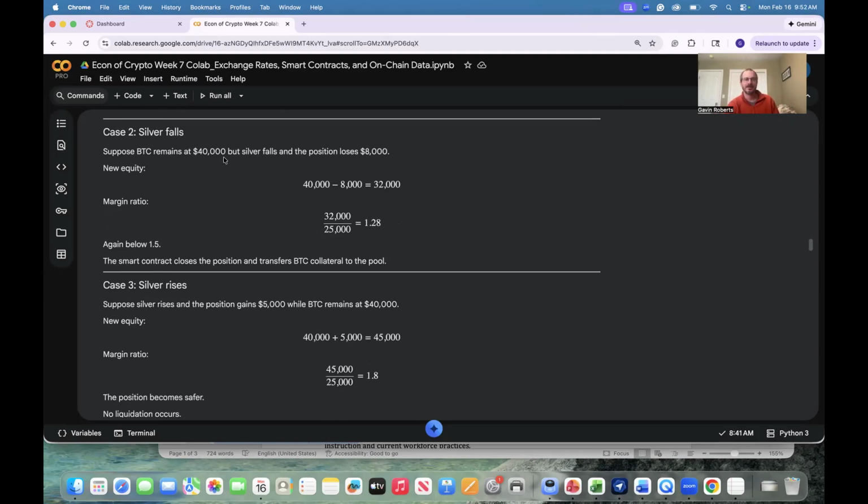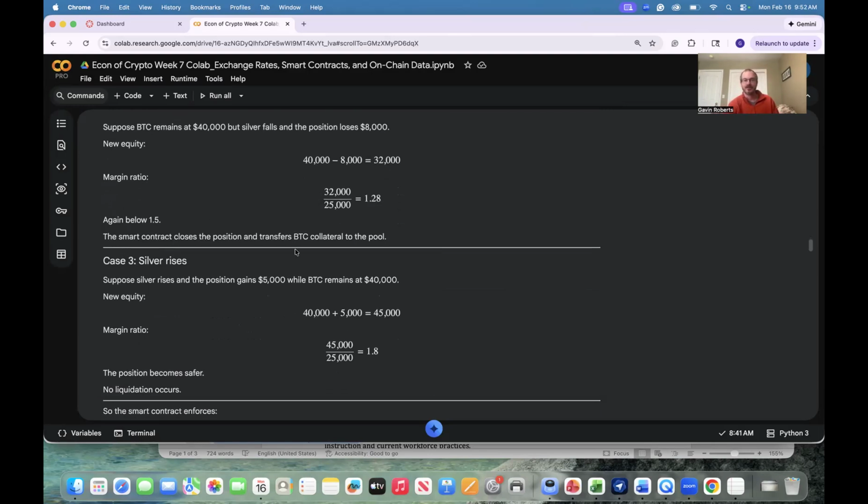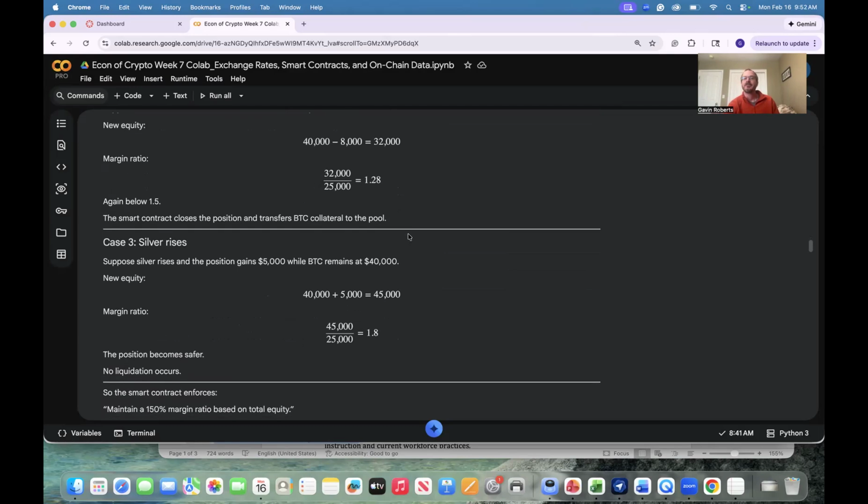Now suppose BTC remains at 40, but silver falls and the position loses $8,000. So the new equity is 40,000 minus 8,000. Now, because Bitcoin didn't change, silver changed, that led us to fall below the threshold. So again, we're below 1.5. So the smart contract closes because we're above 1.1 still. The creditors get paid back and the user loses money but gets some of their money back.